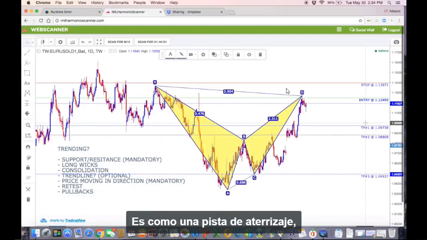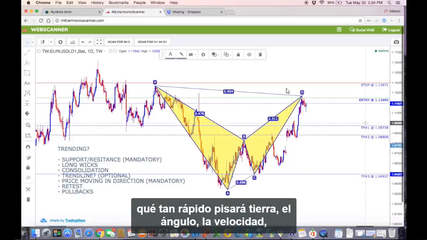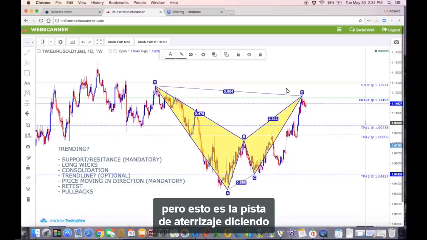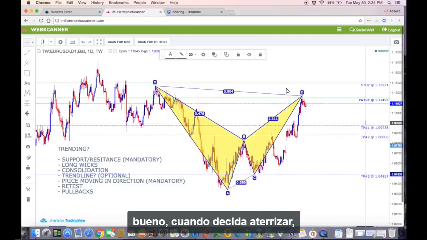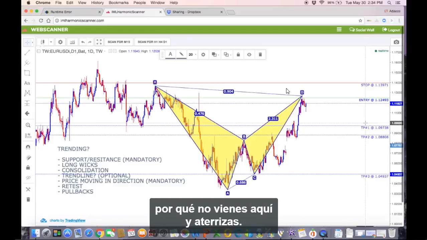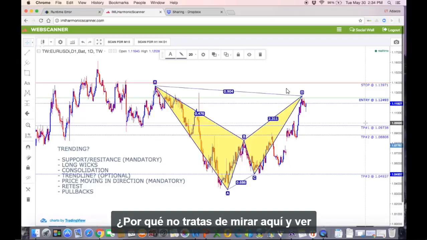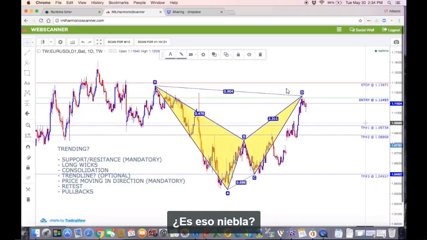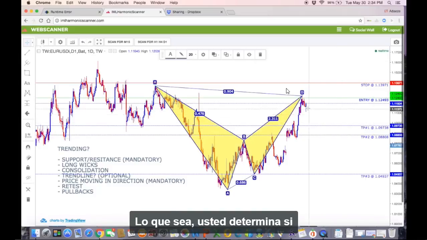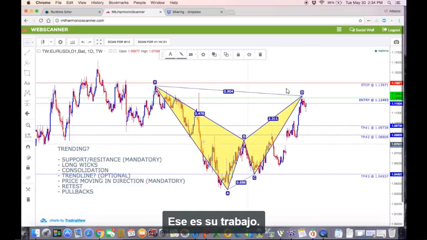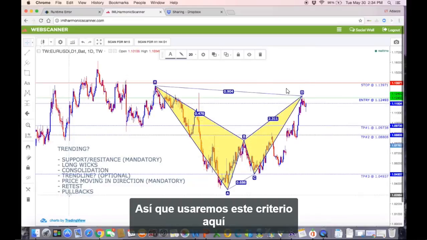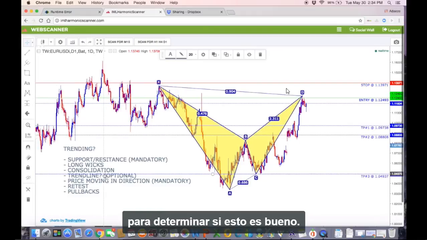It's like a landing strip. You're like the pilot of an airplane. You determine when you're going to land, how fast you're going to land, the angle, the velocity, all of that. But this thing is the landing strip saying, when you decide to land, why don't you come over here and land? Why don't you look over here and see if there is ice on the road? Is it too slippery? Is it fog? Is it raining? Whatever. You determine if this is a good time to land or not. That's your job. So we're going to use this criteria right here to determine if this is good.